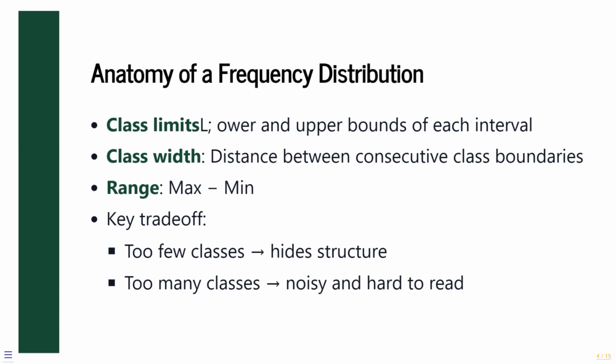Thoughtful choices about the number of classes and their widths are essential. Too few classes hide important structure, while too many classes make the table overly detailed and difficult to interpret. The purpose of a frequency distribution is not to preserve every detail, but to highlight the shape, center, and spread of the data in a compact and interpretable form.